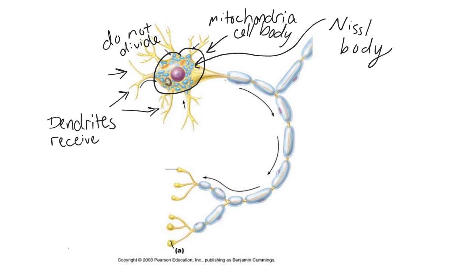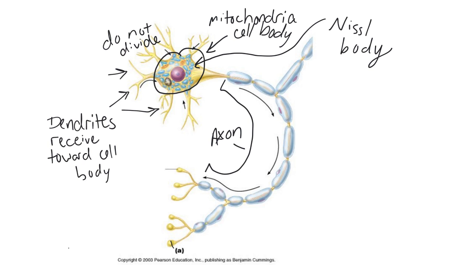This last part here of our neuron, that's our axon. And if you notice the arrows on the axon here, this is going to take the message away from the cell body. So the dendrites are receiving the stimulus, taking it toward the cell body. The axon is going to be taking it away from the cell body.